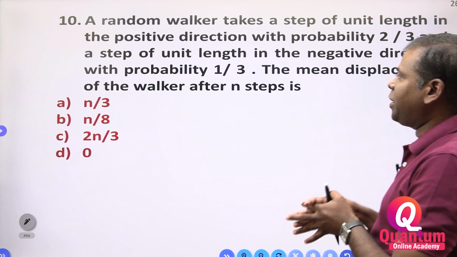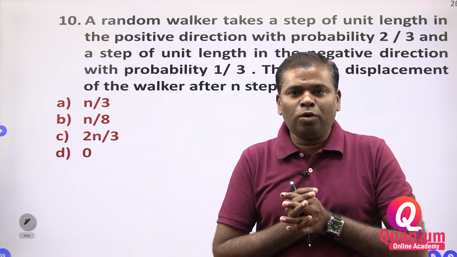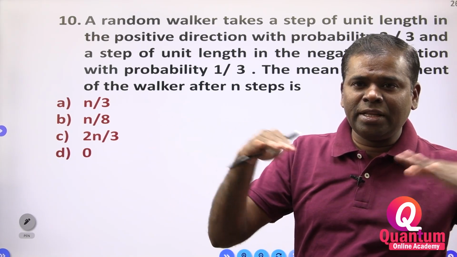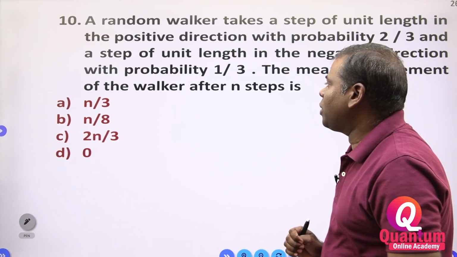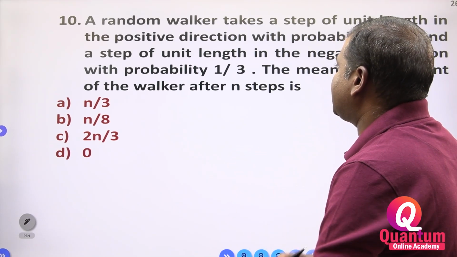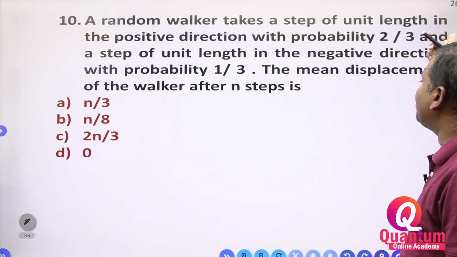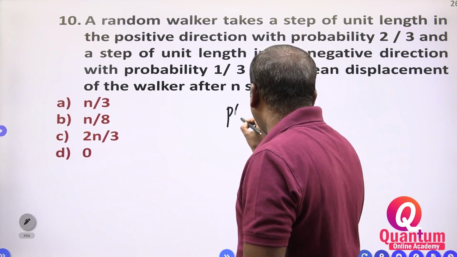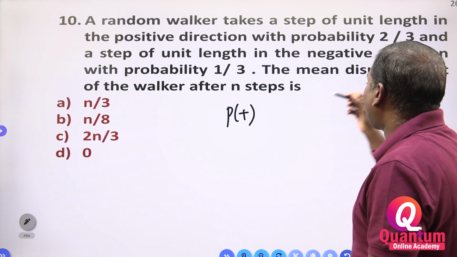Now the last one you have to see. What is the last question? That is a random walk question. Random walk and Brownian motion I kept in the non-equilibrium processes. Now you are able to see what it is. A random walker takes a step of unit length in the positive direction.